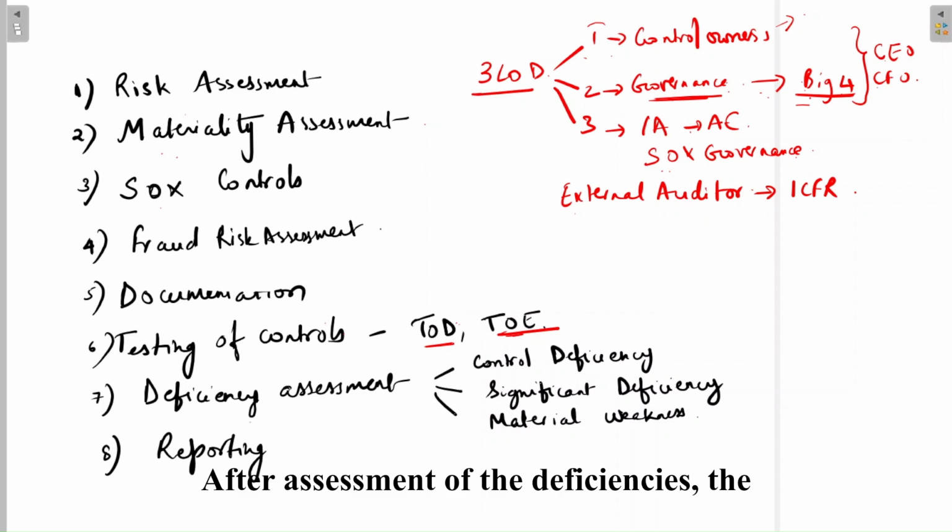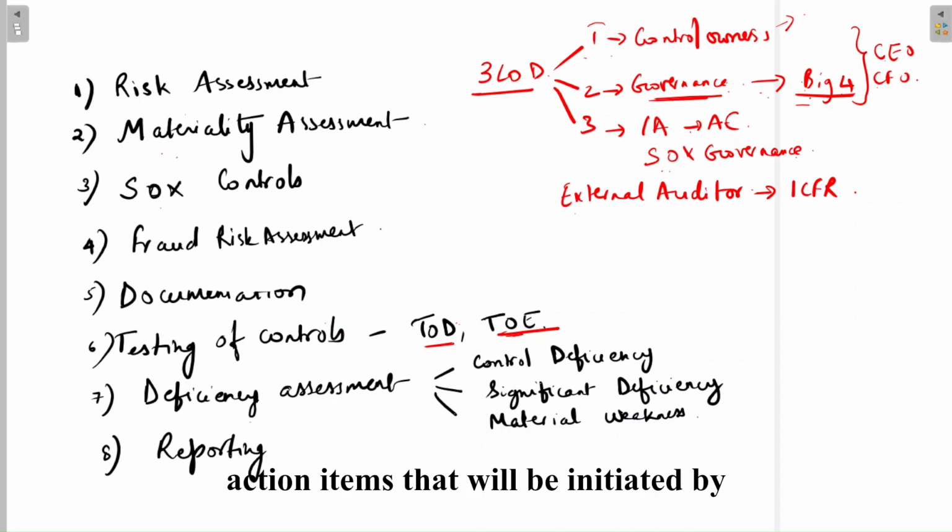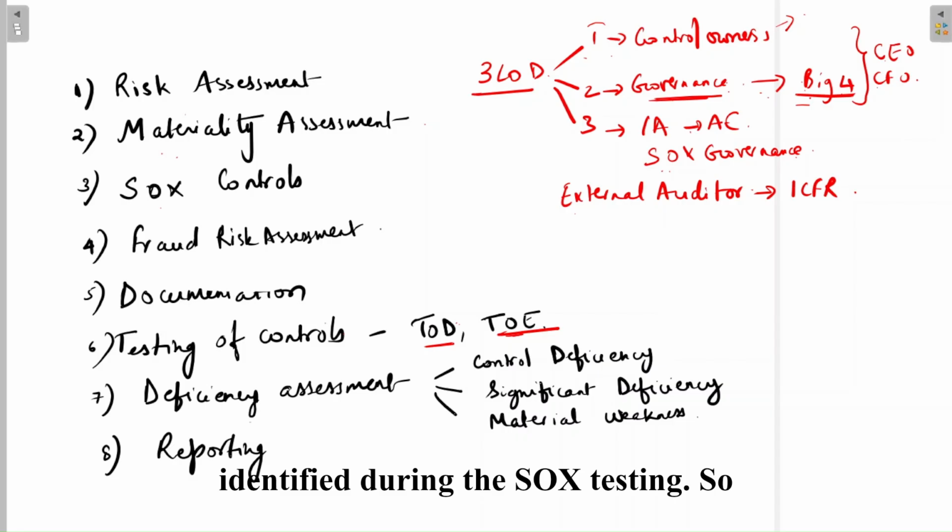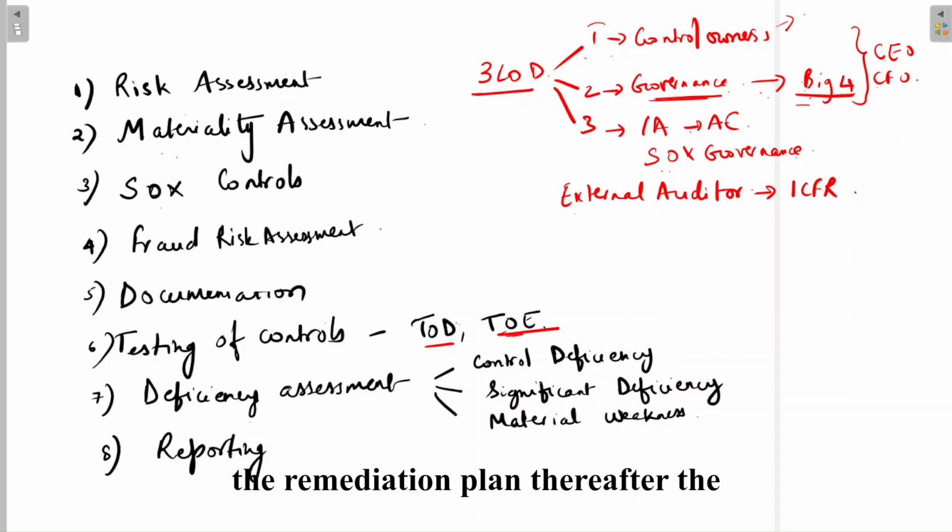After assessment of the deficiencies, the team will call the control owners and obtain the remediation plans. So these are nothing but the action plans or action items that will be initiated by the control owners to fix the gaps identified during the SOX testing. So they will also commit to a timeline for the remediation plan.